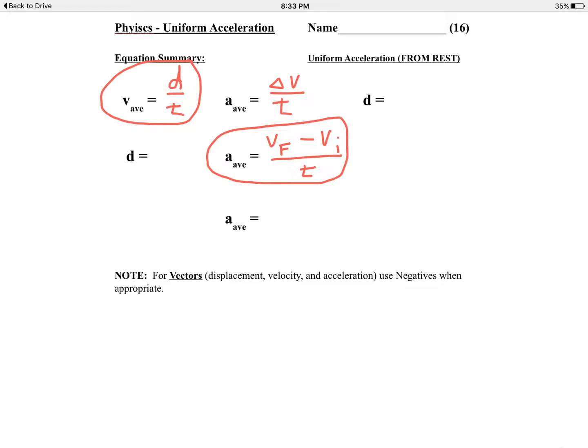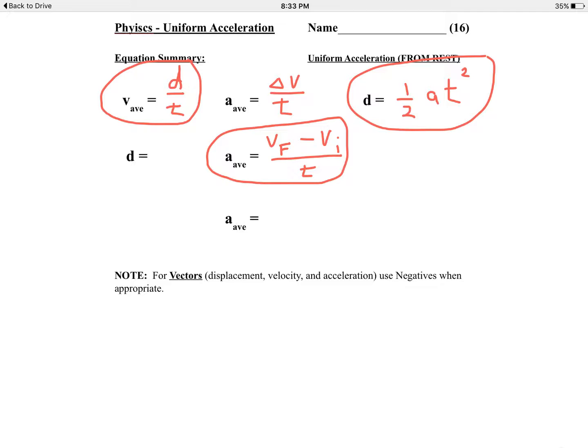Finally, we have the new equation. The distance or displacement during a period of acceleration is 1/2 times a times t squared. So that'll be our third equation. Those three equations that are circled, you can do every problem with those three equations.